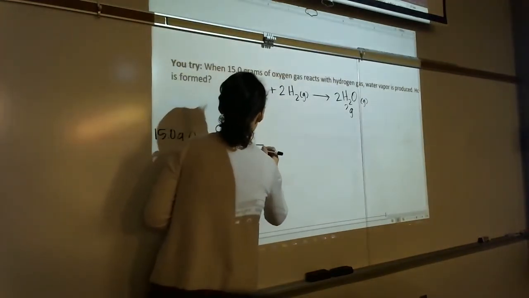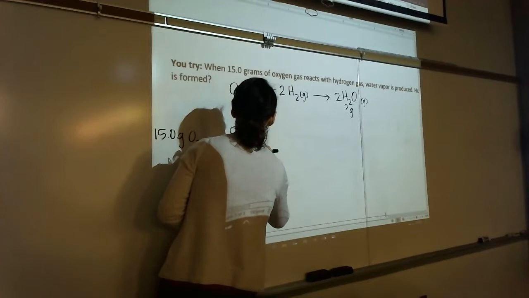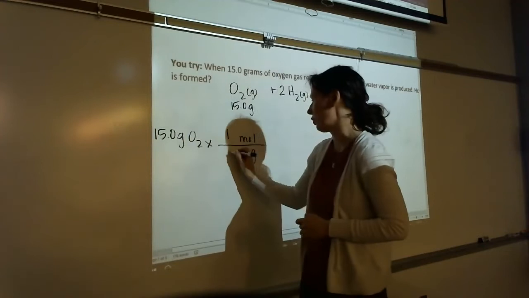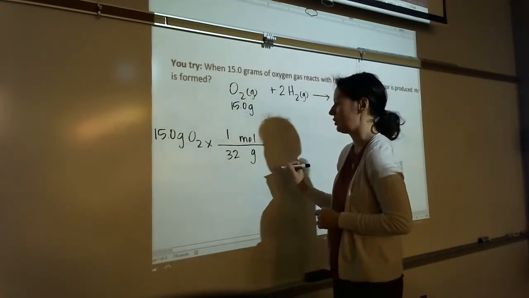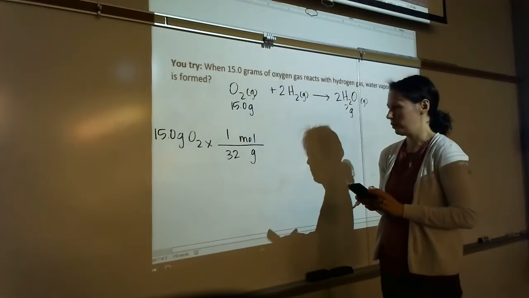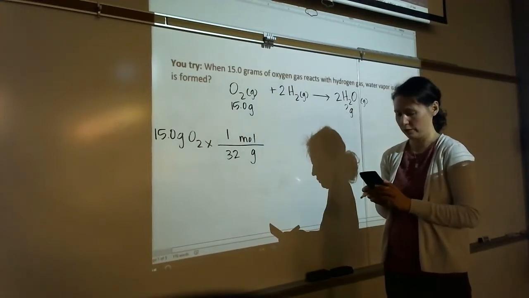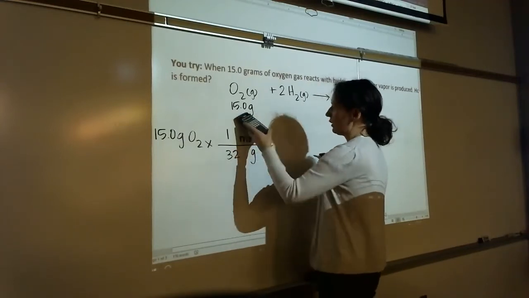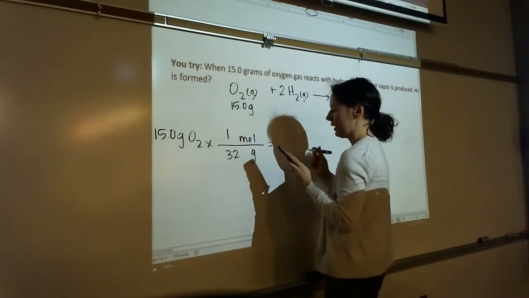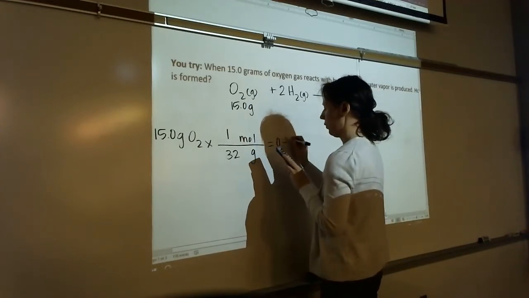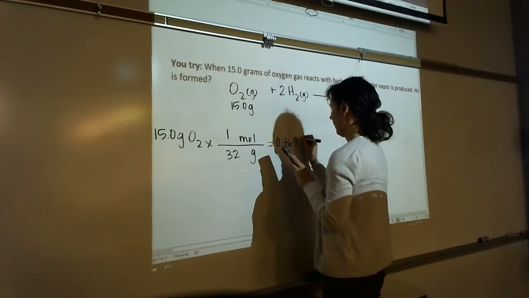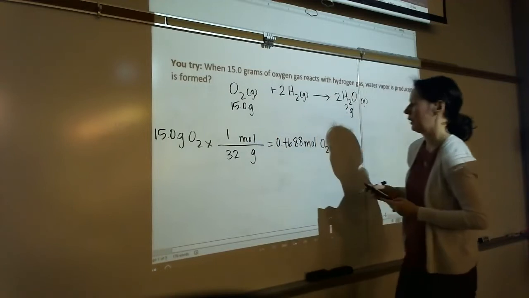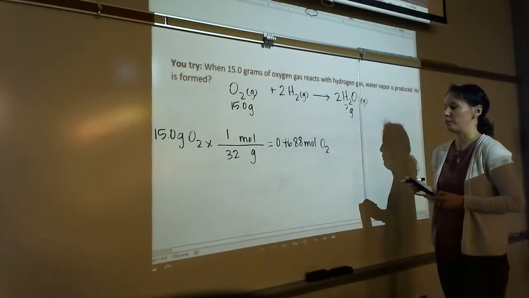Grams goes on top or on bottom? Bottom. So grams, moles. 1 mole has a mass of 32 grams, right? Because 16 and 16 is 32. So 15 divided by 32 gives us, let's carry out a couple extra digits because we're going to be rounding at the end to 3 sig figs, so we need to have at least 4 in our intermediate steps. So let's go with 0.4688. Okay. Now we're ready for step 2.